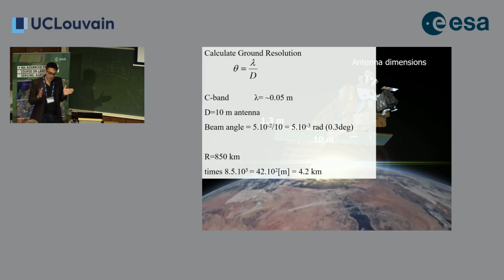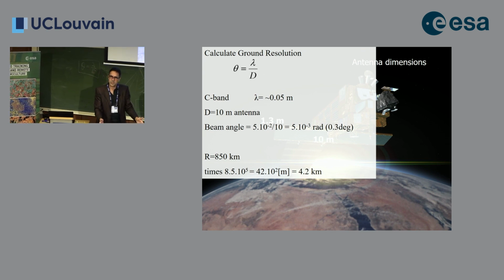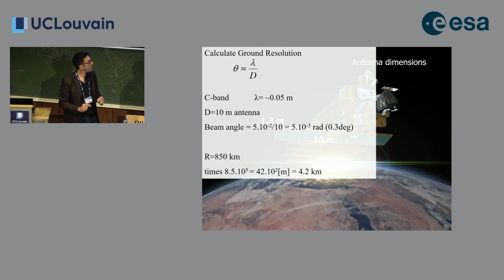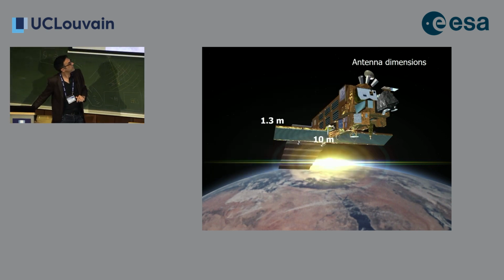However, 0.3 degrees means, so it looks like a very small angle, but if we're transmitting the beam, the pulse over 850 kilometers, we have to multiply this with 850,000 meters. So that means that the area that I'm illuminating on the ground, this angle that I'm illuminating on the ground is 4.2 kilometers wide. Right? So that means that if I would use the radar on board of ENVISAT, which is a very expensive machine, right? So we launched it into space.